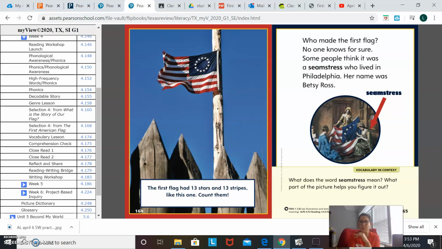What does the word seamstress mean? Let's take a look at this picture here. The label is pointing to this person here, and it says seamstress. Let's use the picture to help us figure out what a seamstress is. If I look closely, I can tell that she's holding on to part of the flag, and it looks like she may have a needle and thread in her hand. So using the clues in this picture tells me that a seamstress is someone who makes things, who sews things.